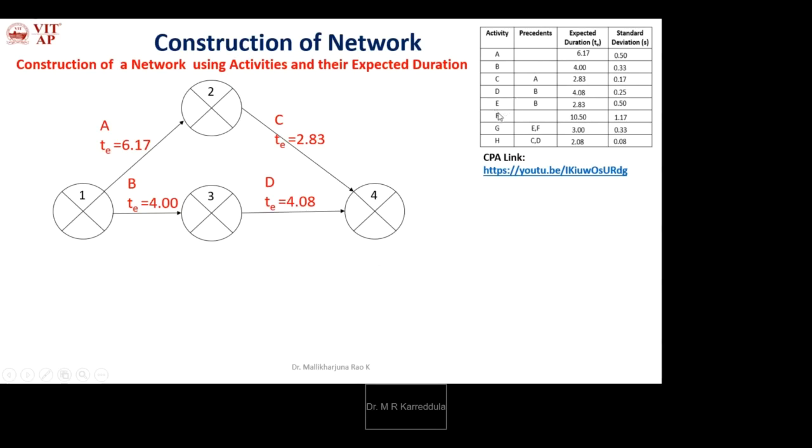Then E. E will start after B, because B is the precedent. At the same time, we need to check whether E is the precedent for any other activity. Yes, E is the precedent activity for G. Now we need to check whether it is ending alone or ending along with any other activity. It is ending along with F. So while representing E, we need to keep in mind that it should end along with F.